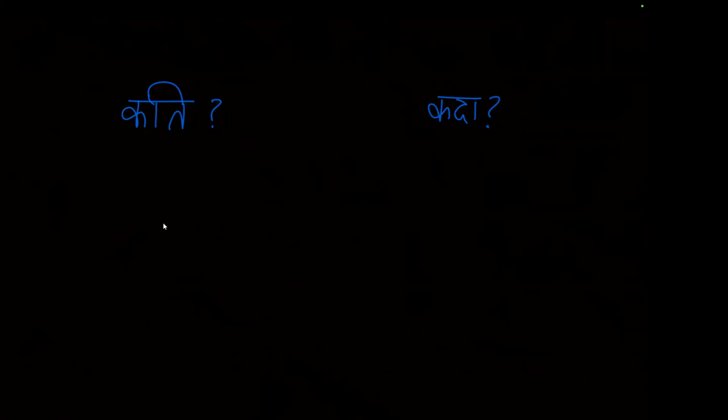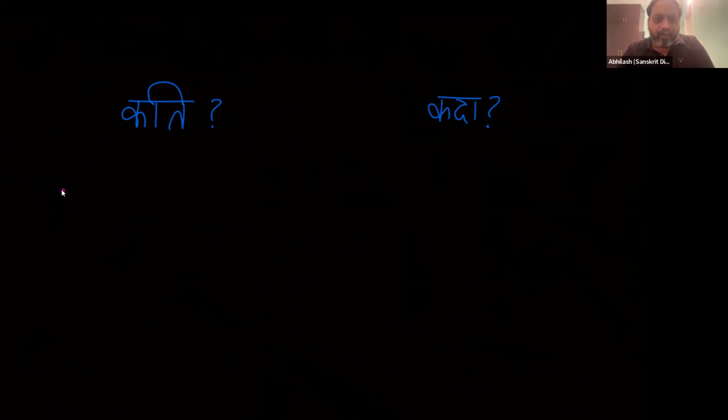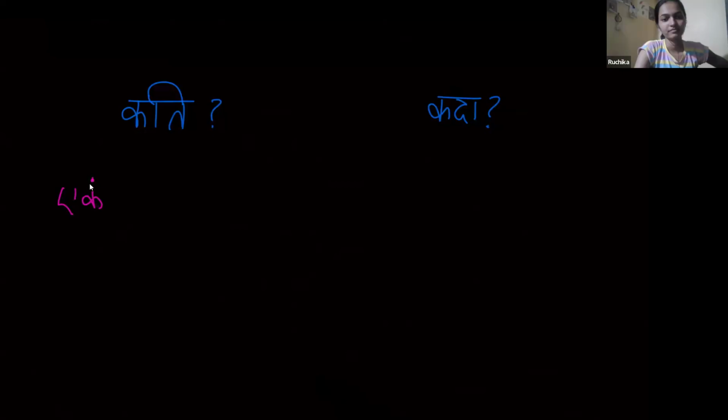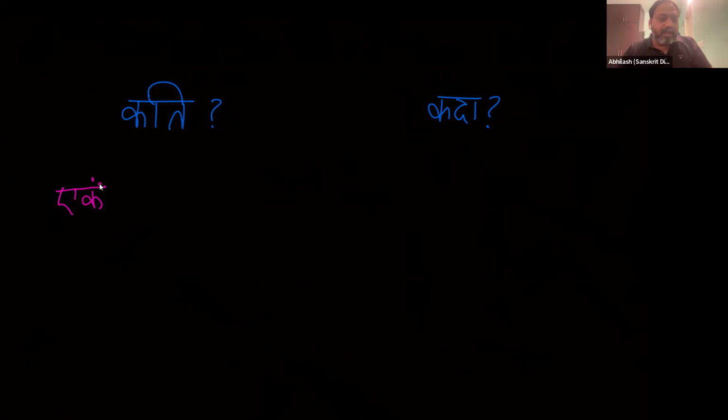Ekam. Ekam is one. Then we have two. How do you say two? Dvitiya? No, Dvitiya is second. The difference between first, second and two is this: what comes after ekam is called dve.